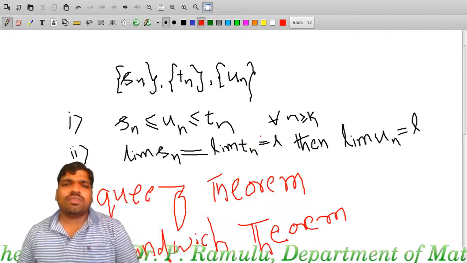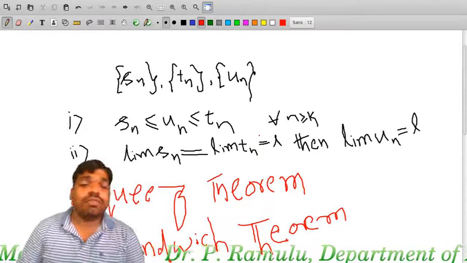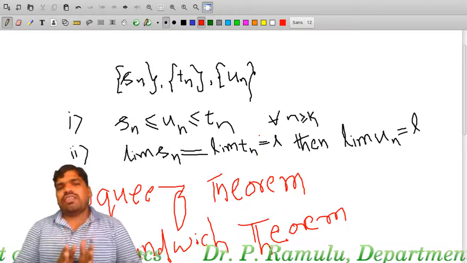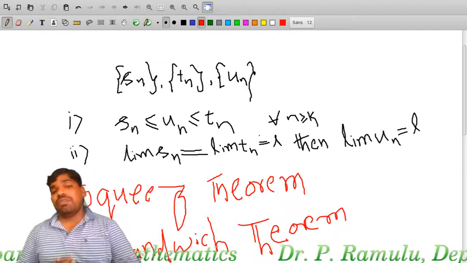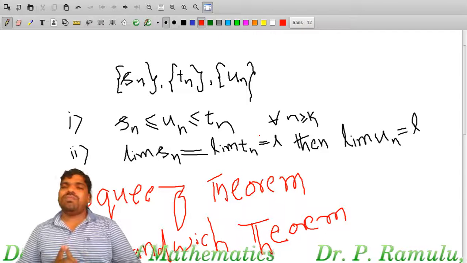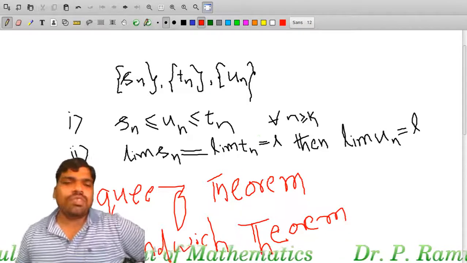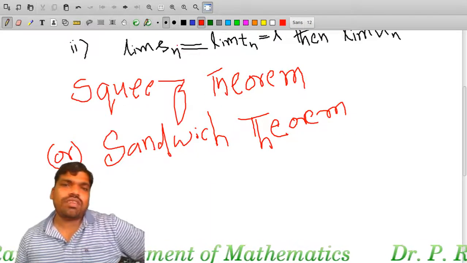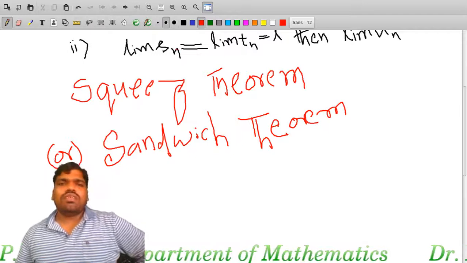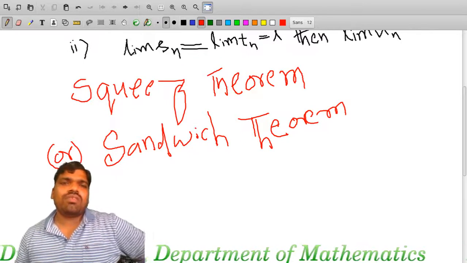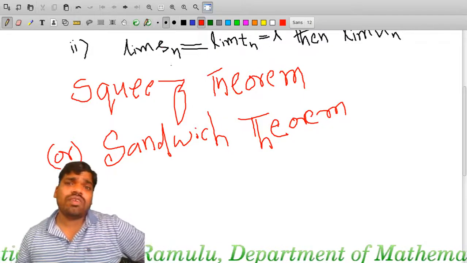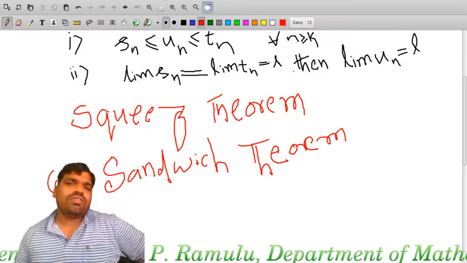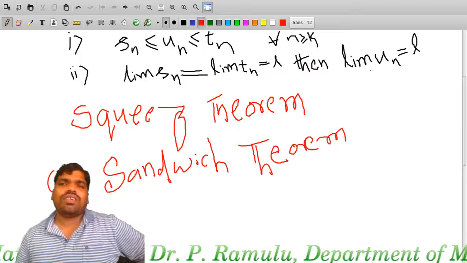Now the idea of the proof: I take Sn, Tn, Un as three sequences, Sn less than or equal to Un less than or equal to Tn for all n greater than or equal to k. Second, limit of Sn equals limit of Tn equals L, then I want to show that limit of Un equals L. I use the definition of limit. What is the limit of a sequence? You already know that, but I will explain again. For every epsilon greater than 0 there exists m such that mod Sn minus L is less than epsilon for all n greater than or equal to m. Similarly, Tn also you can take. By using these two conditions I want to show that limit of Un equals L, right?